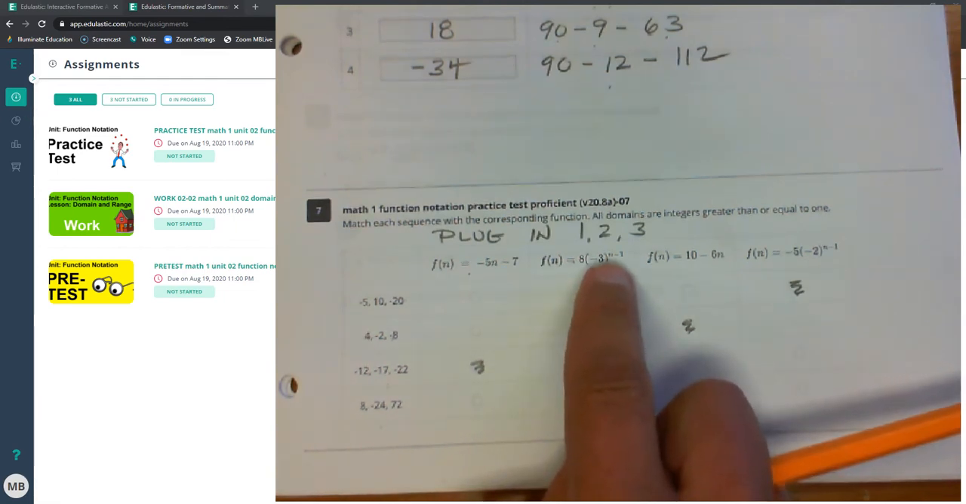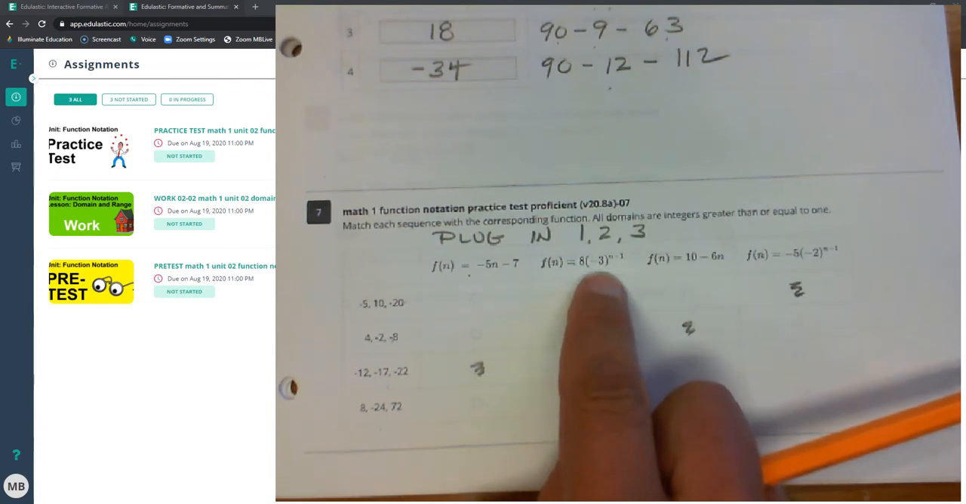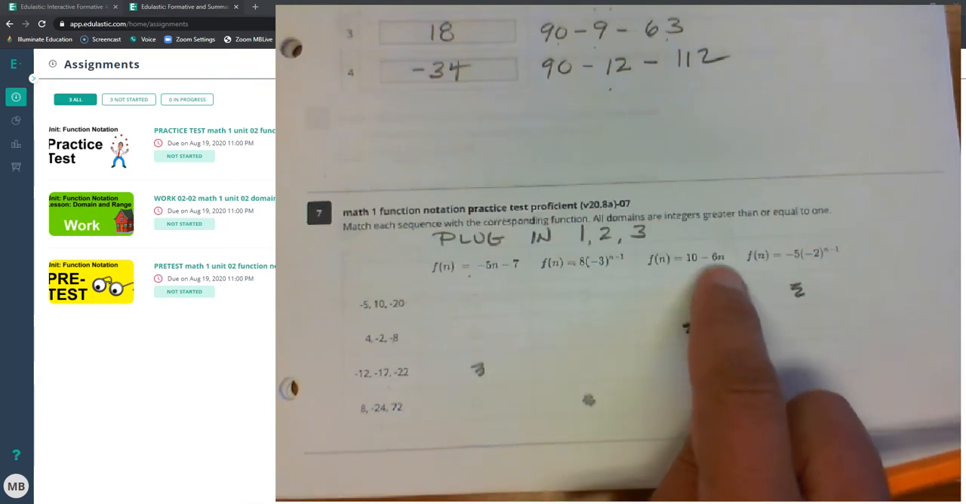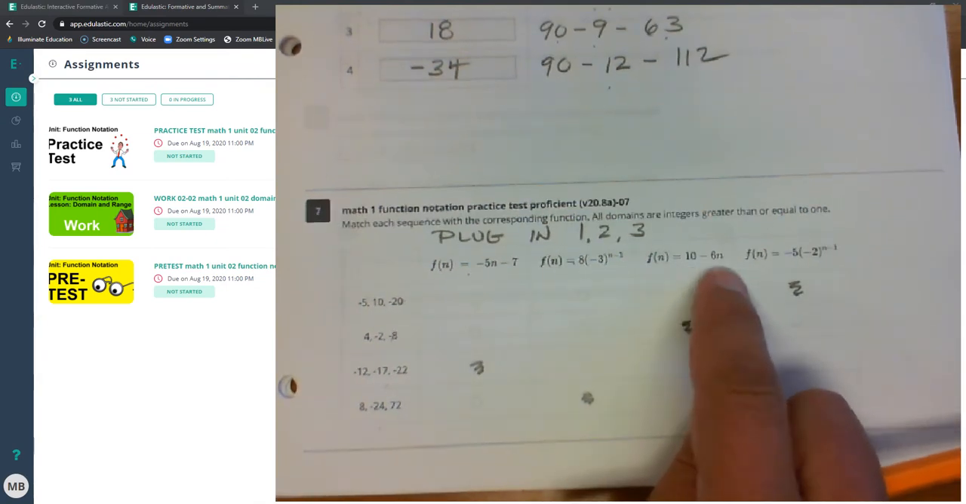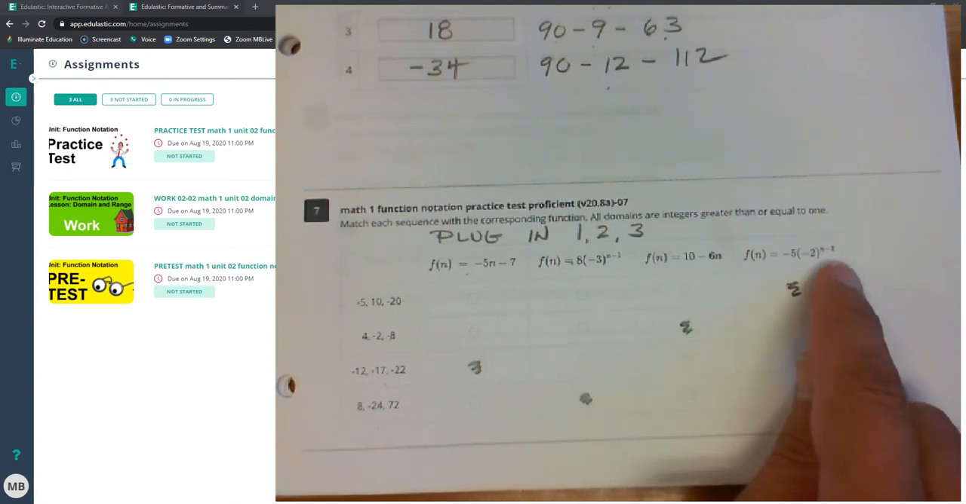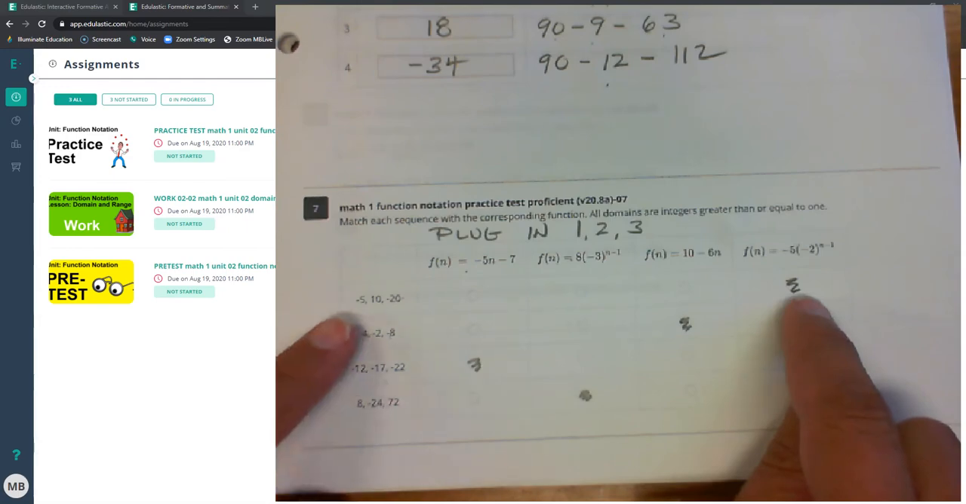Plug in a 1. 1 minus 1 is 0. -3 to the 0 is 1. 8 times 1 is 8. Find the one that starts with 8. It's that one. Plug in a 1. 10 minus 6 is 4. This one starts with 4. Plug in a 1. 1 minus 1 is 0. -2 to the 0 is 1. 1 times -5 is -5. Boom, that worked.